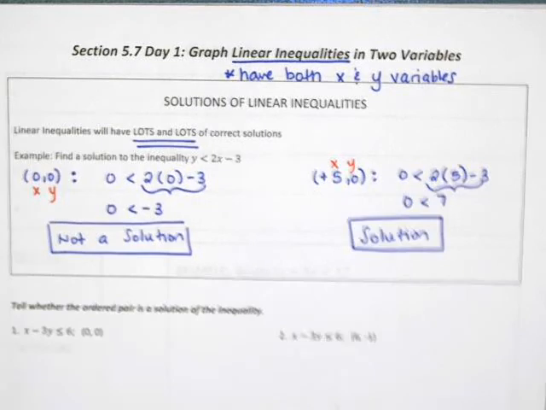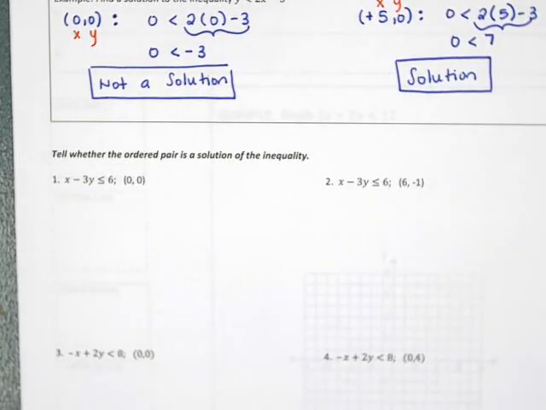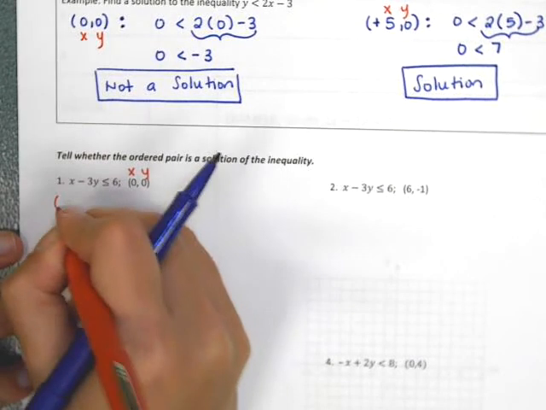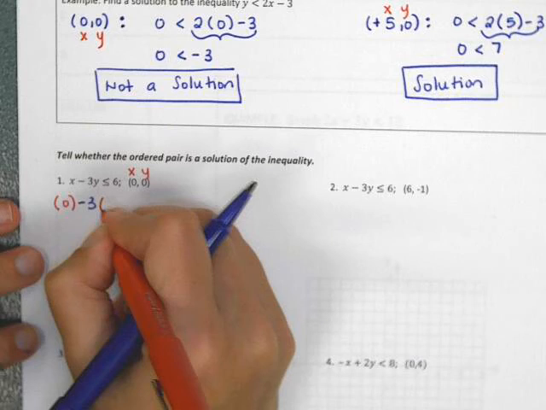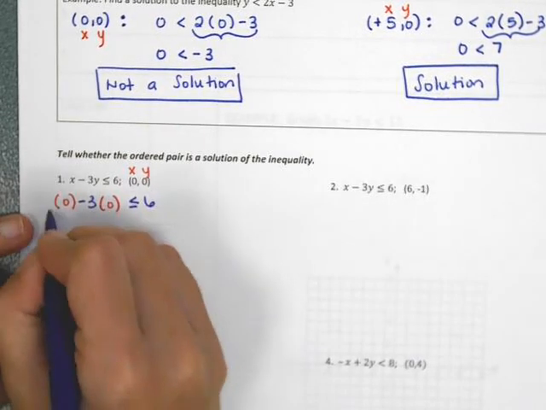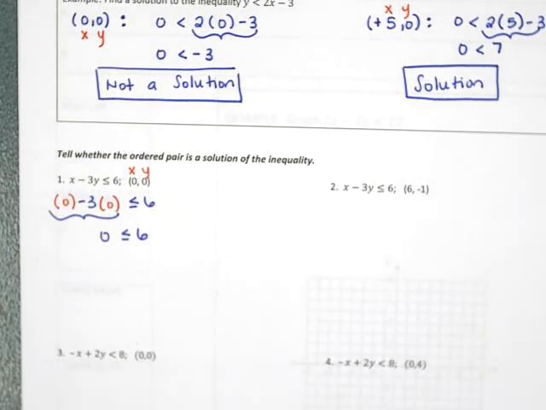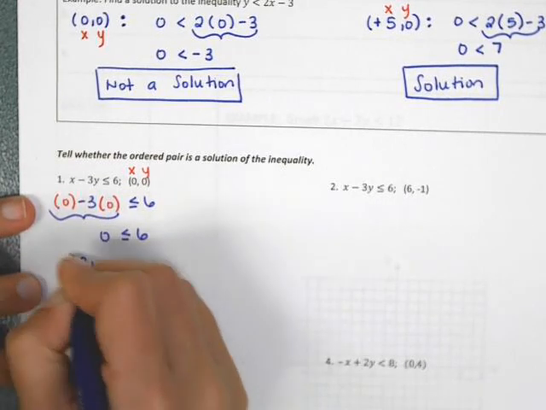First, let's try this. Tell whether the ordered pair is a solution of the inequality. So let's plug it in. Again, this is x and this is y. I get 0 minus 3 times 0 is less than or equal to 6. Now 0 minus 3 times 0 gives you 0. So since 0 really is less than or equal to 6, we would say that this is a solution.